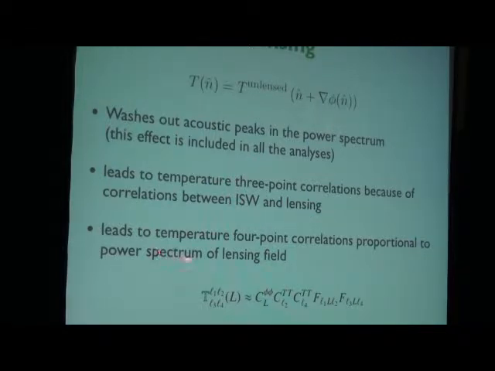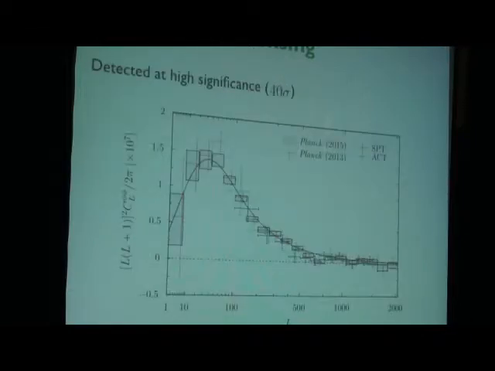It also leads to a temperature 4-point function of a specific form that one can use to measure the lensing. So this is the measurement that's shown by Planck, so you can use it to reconstruct the lensing field and then measure the lensing power spectrum. Here, for some reason, I'm showing you the lensing power spectrum before the lensing field, but you see a very nice measurement of the power spectrum of the lensing.